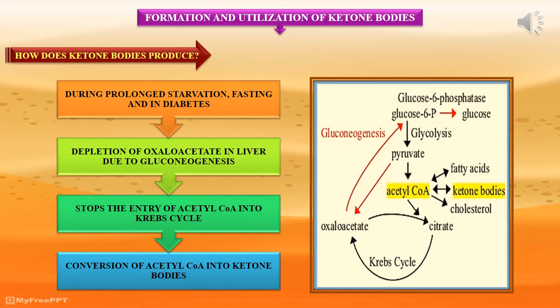During this condition, depletion of oxaloacetate in the liver occurs due to the gluconeogenesis pathway. Depletion of oxaloacetate in the liver occurs due to gluconeogenesis, which stops the entry of acetyl-CoA into the Krebs cycle. Hence, conversion of acetyl-CoA into ketone bodies takes place in the liver.